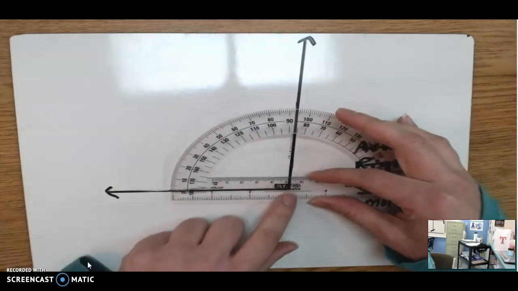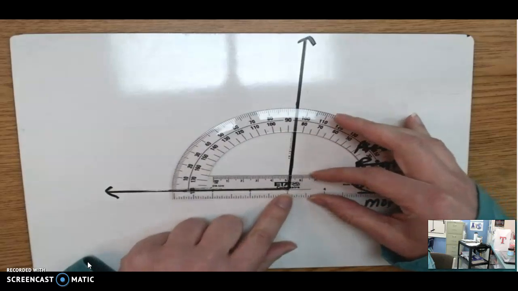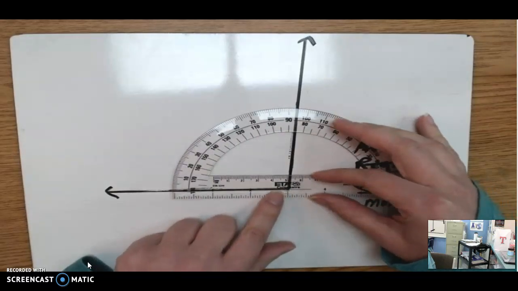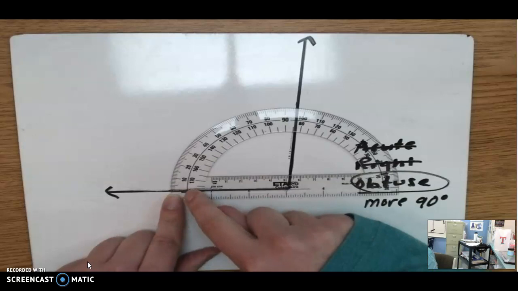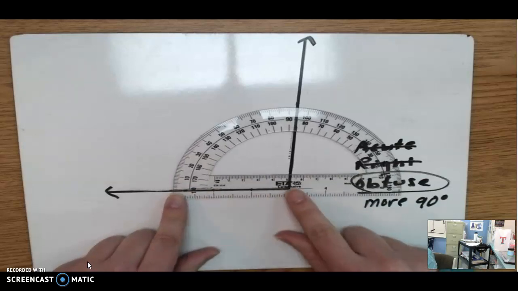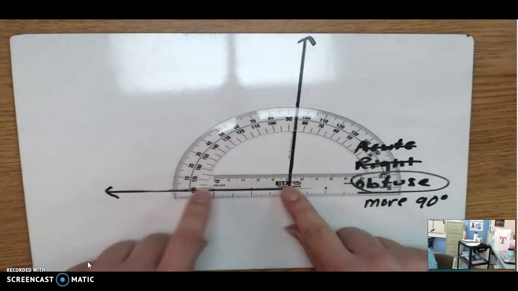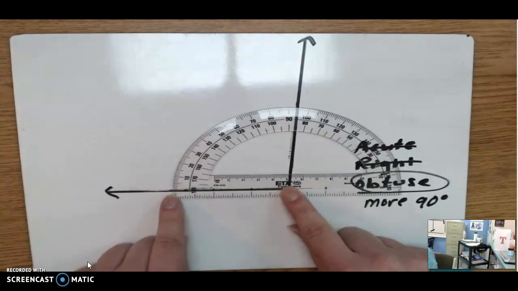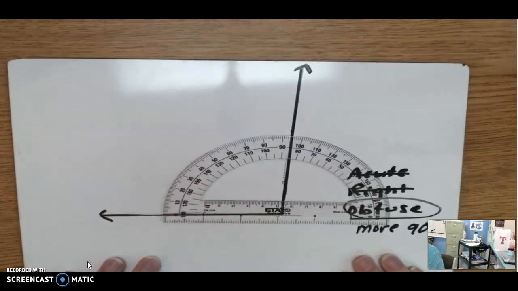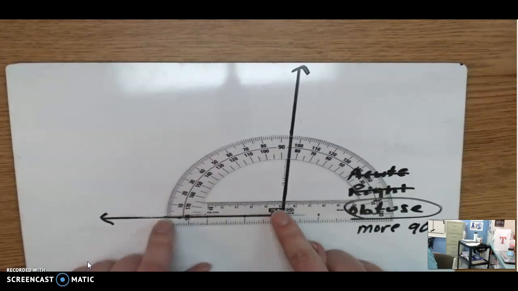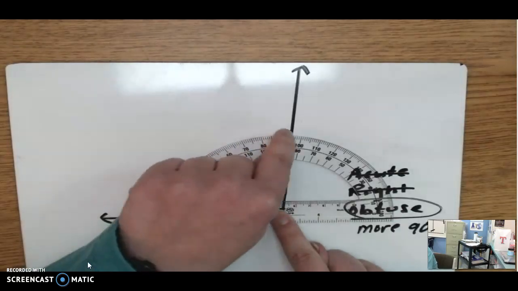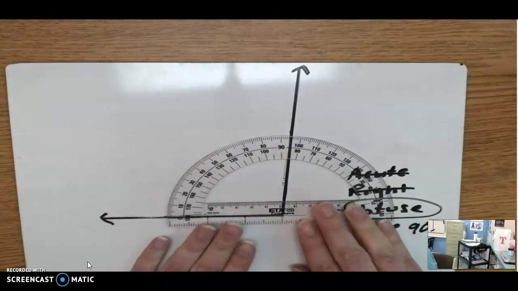So I'm going to put the center right there on the vertex and make sure that this line is lined up with the 0. Again, this 0 is on the outer edge of the protractor. I haven't done one using the inner edge yet. I'll do that in the next video. So let's take a look. I kind of have a glare, let me move it down. There we go. So if this is here, 0 is where this line is. I'm going to follow all the way up and see where we land up here.